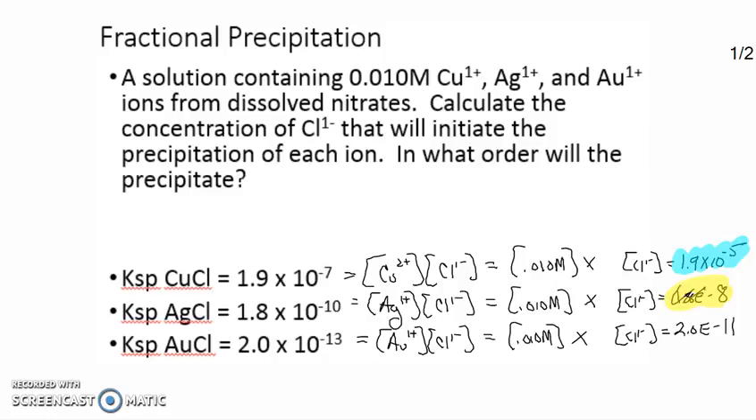Then the precipitation would continue, and as we go past the molarity of 1.9 times 10 to the negative 5th, then the copper chloride begins to precipitate out. Now the copper chloride is going to be contaminated with a little bit of silver and a very tiny little bit of gold. But the next question is going to be, how much?